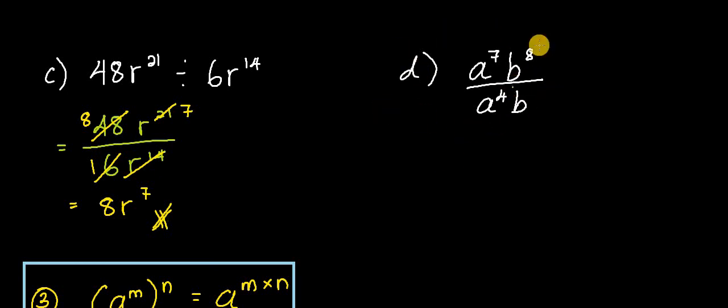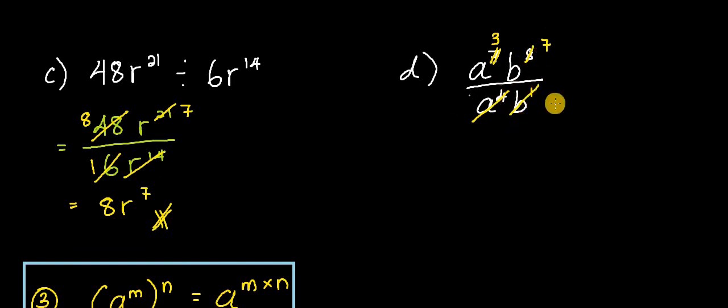Now for question D, they write in fractions. So all I'm going to do is just try cutting it off. So a power 7 and a power 4. We know 7 minus 4, the 4 completely goes away and there's still 3 here. Alright, b power 8 and here there's no power, so we know the invisible power is 1. So 8 minus 1, the b power 1 completely goes away and you get 7 here.